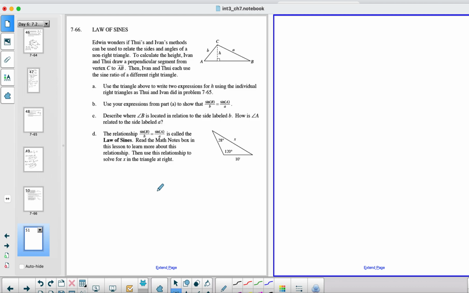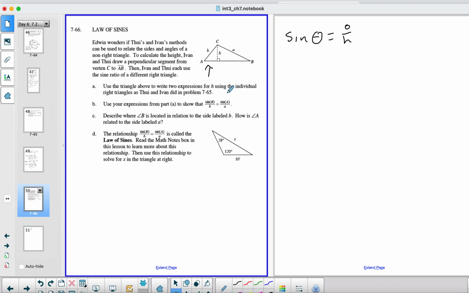We're going to use letters this time instead of numbers. So try from angle A. Write a sine function. So sine of theta equals opposite over hypotenuse. And use the letters in here. First start with the one on the left, angle A, and then write one for angle B.